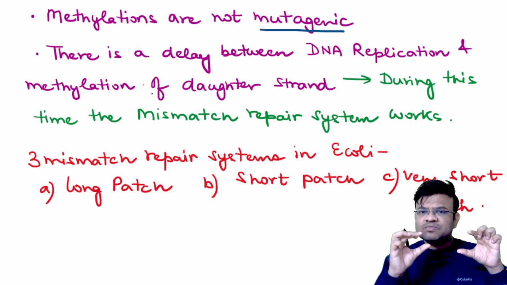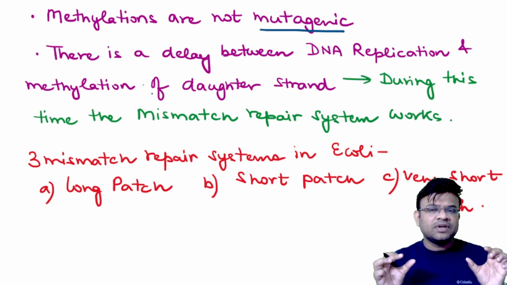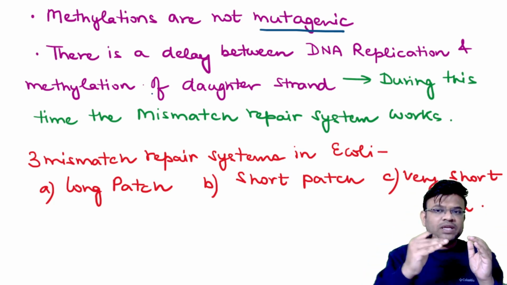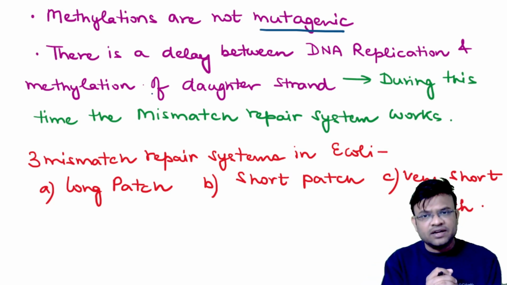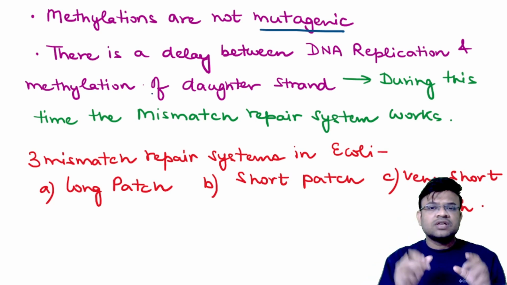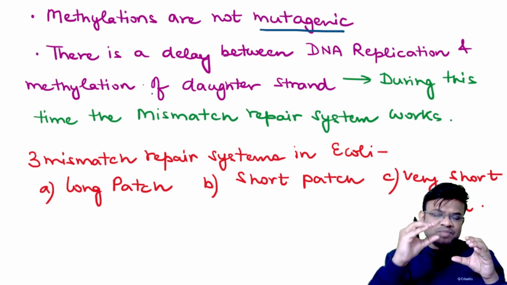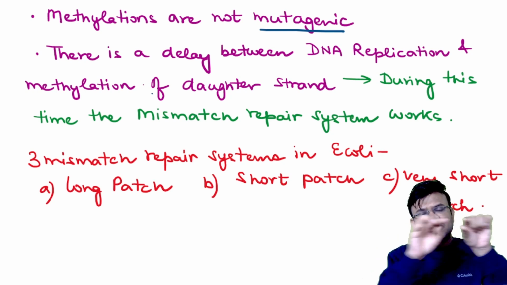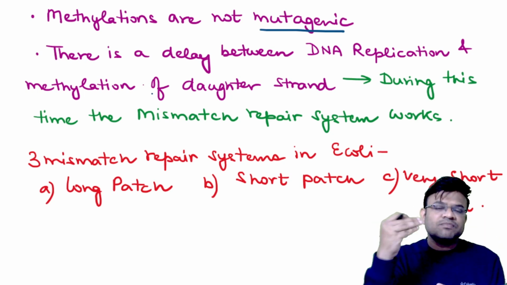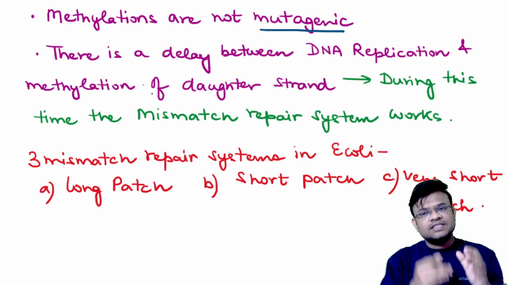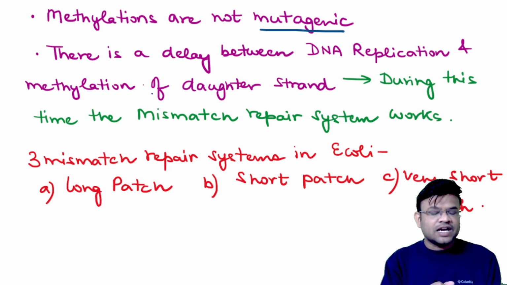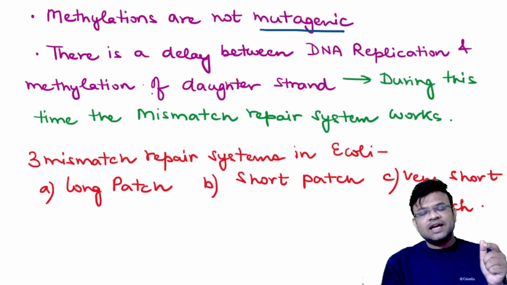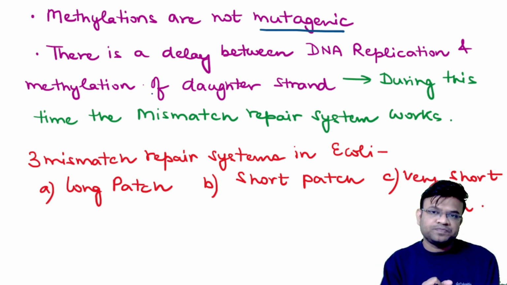Just after the replication completes, there is a very small window of time in which the DNA repair system has to identify between the daughter and the parent strand. Why is that so? Because after this small window gets over, the daughter strand will also get methylated in the same way as the parent strand was methylated. That means DAM and DCM enzymes will come and start methylating the daughter strand also.